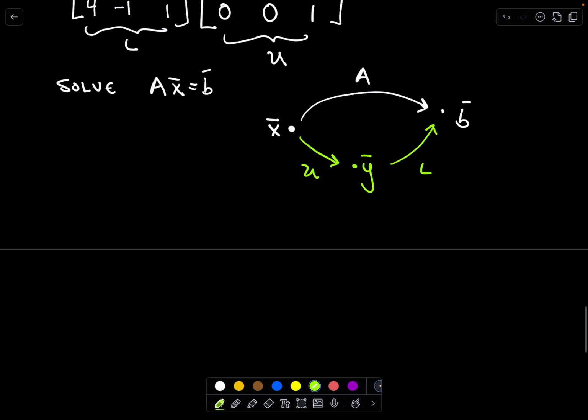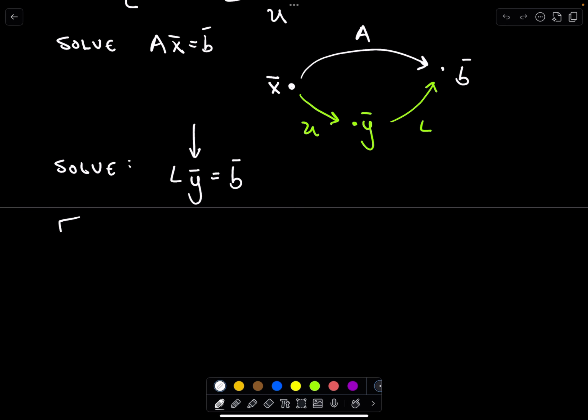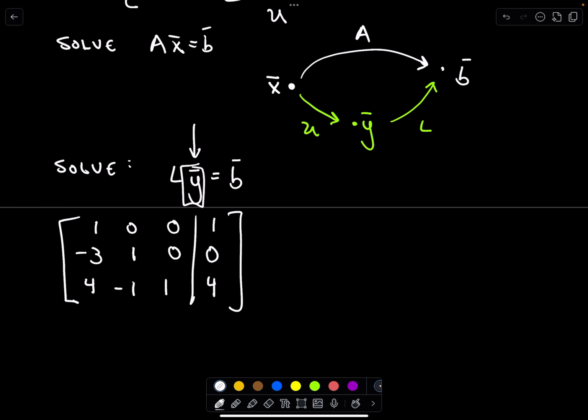So you may be thinking, how do we do that? What I'm going to do is solve this matrix equation Ly equals B. A second ago we were finding X. Now I'm finding this mystery vector y. So I use my matrix L, that was 1, 0, 0, -3, 1, 0, 4, -1, 1, with right-hand side 1, 0, 4. When I solve this, I'm going to find this vector y.